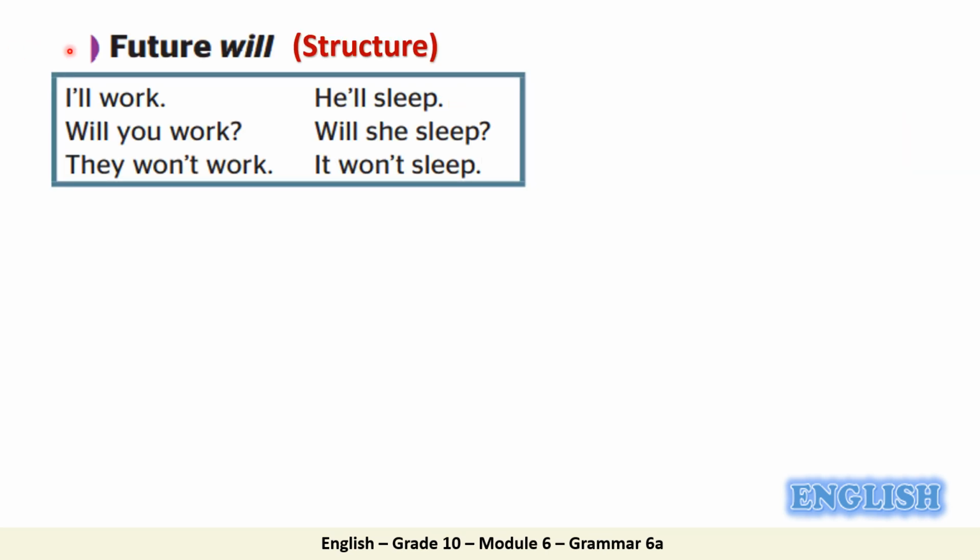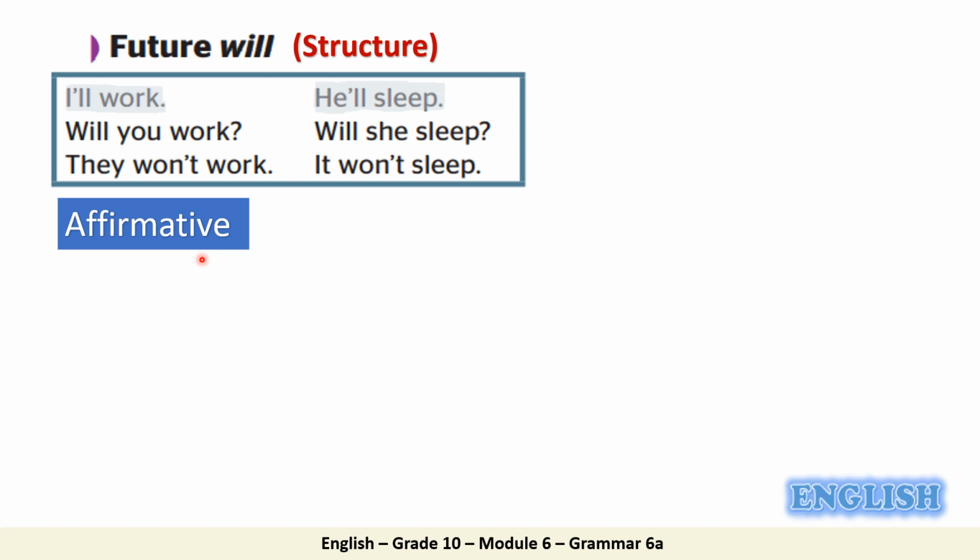Now let's discuss the future will structure. Let's take a look at the sentences we have here. I will work. He will work. The first point is the affirmative use. What do we mean by affirmative? When we are certain about things.